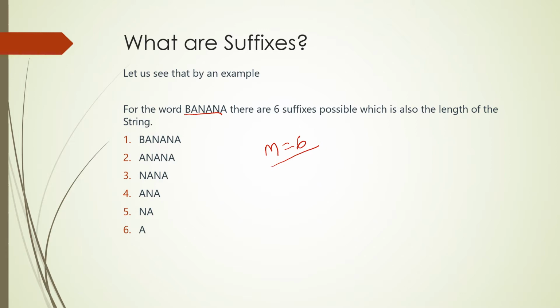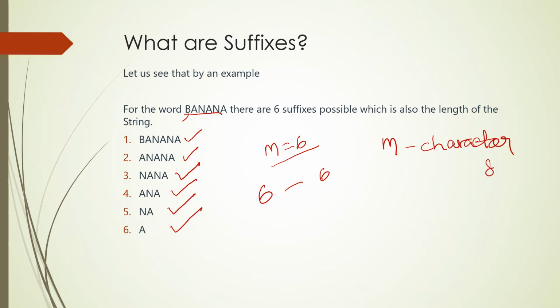The entire string BANANA is a suffix. Apart from that, ANANA is another suffix, NANA is another suffix, ANA is another, NA is another, and A is another. So in total there are 6 suffixes for a 6 character string, which means there are m suffixes for an m character string. So now we know what suffixes are.